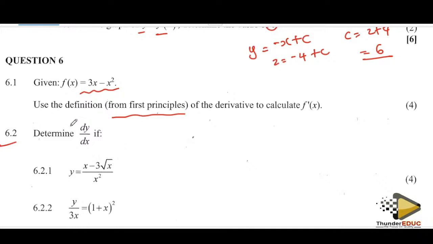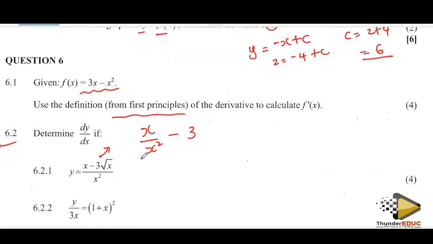6.2, they are telling us to find dy/dx. So dy/dx is more like the derivative. So in cases like this, first separate. So that's going to be x over x squared minus 3.